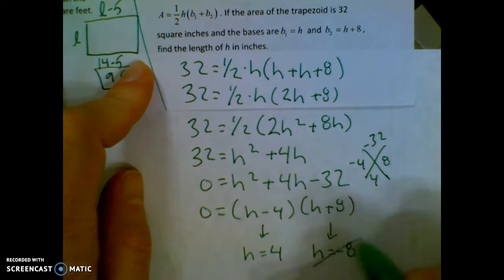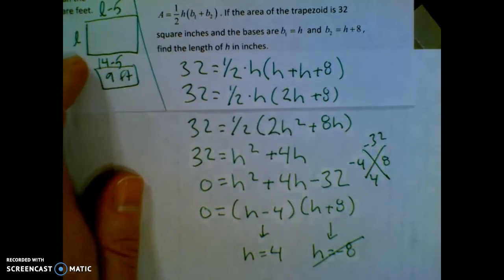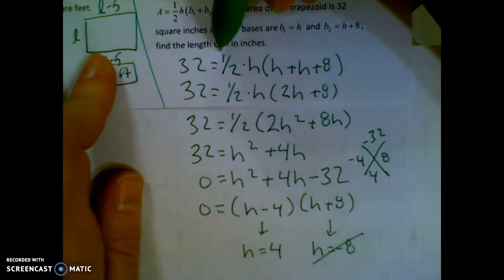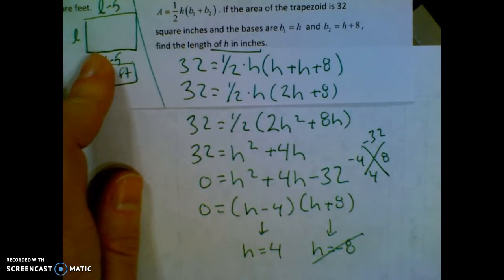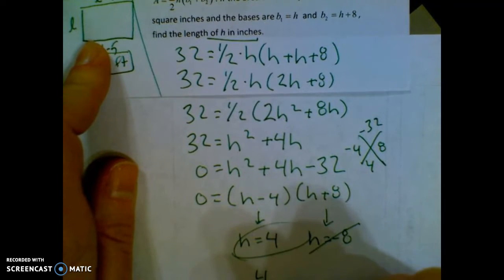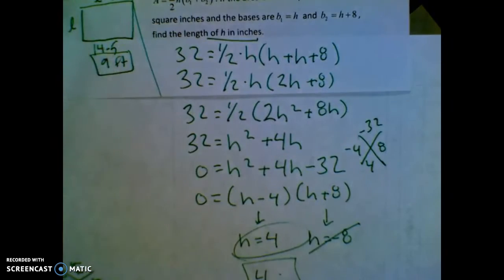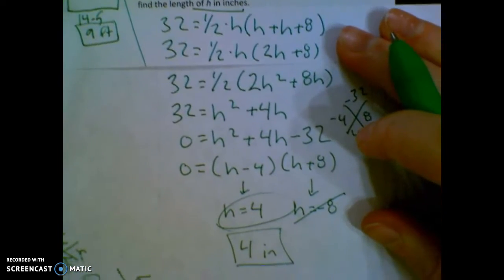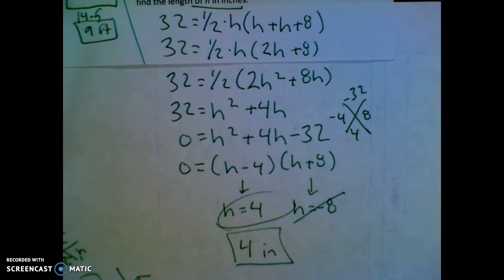Again, I can't have a negative 8 as a height for this. The question just said find the length H in inches, so I literally am just finding H. So there it is, and just add on the word inches. So H equals 4. Oops, a little bit off the screen there. Sorry. H equals 4 inches.